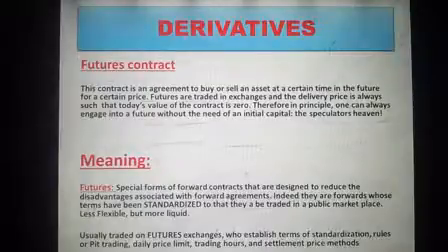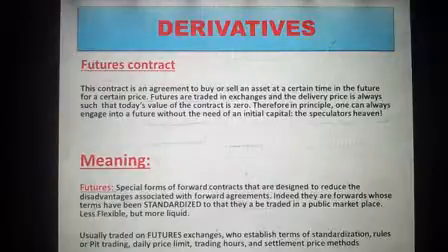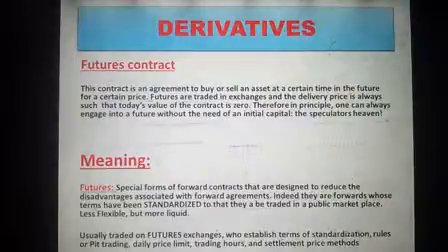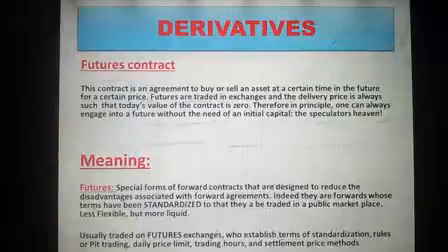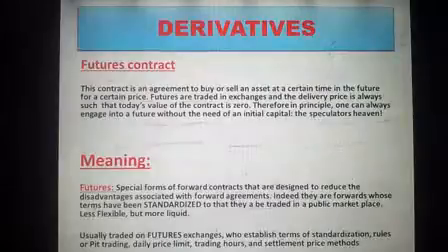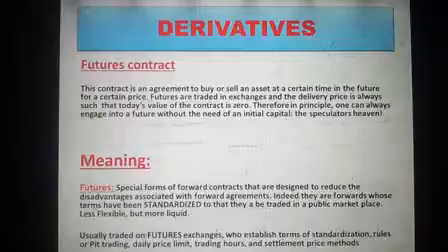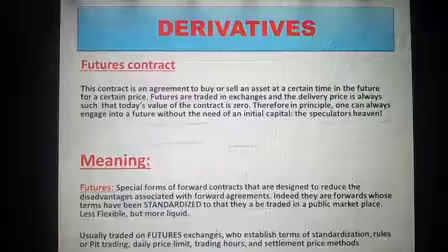Therefore, in principle, one can always engage in a future without the need of an initial capital. That is a speculator's heaven. Now we have futures, special forms of forward contracts that are designed to reduce the disadvantages associated with forward agreements. Indeed, they are forwards whose terms have been standardized. Standardized is the keyword you can identify to crack your question in the exam. They need to be traded in a marketplace, less flexible, more liquid. Usually traded on futures exchanges, which establish terms of standardization, rules for pit trading, daily price limits, trading hours, and settlement price methods.